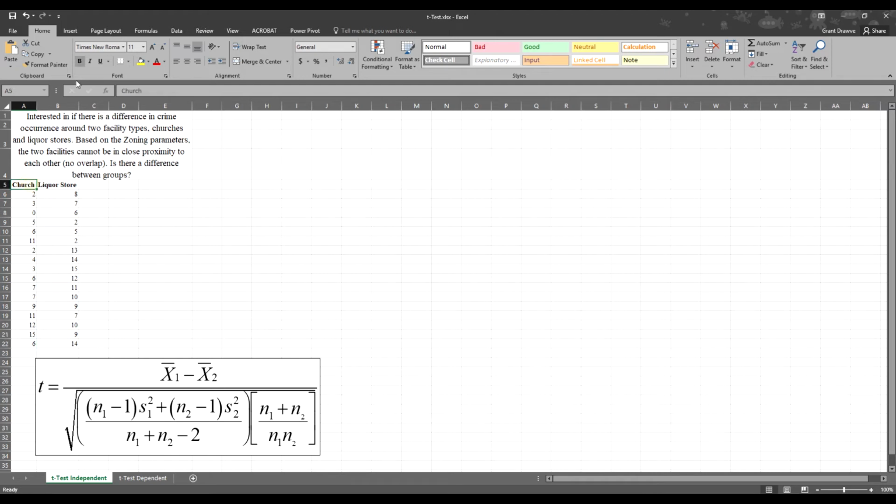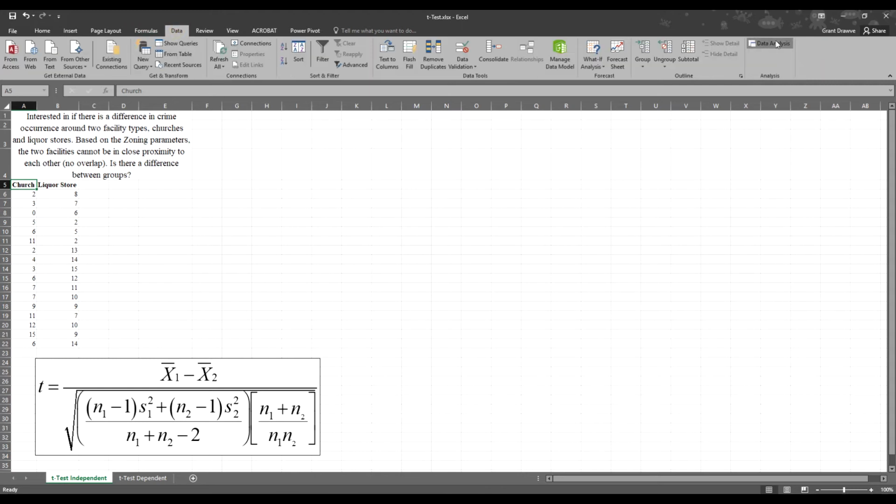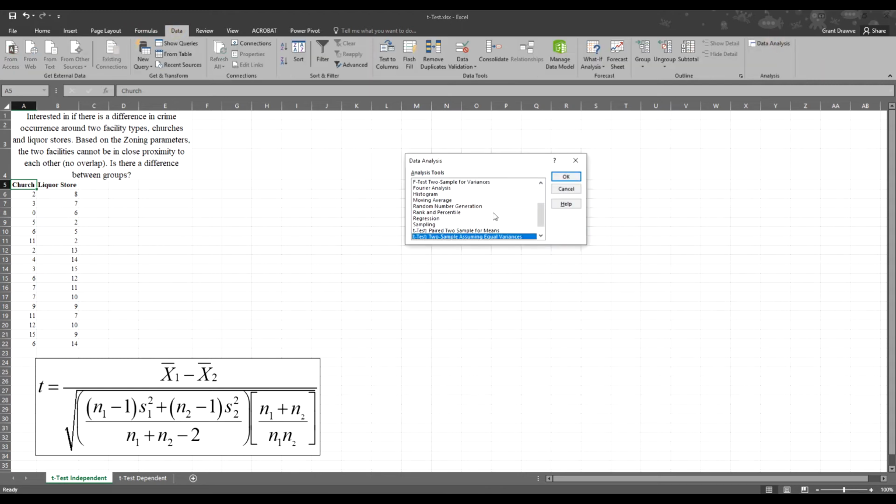So we'll get into it now. When you go into Data Analysis, you have three different options when it comes to a t-test. You have the paired two sample for means. This is your dependent paired sample t-test. Not important for us here. Then you also have two other types of t-tests. You have equal variances and unequal variances.